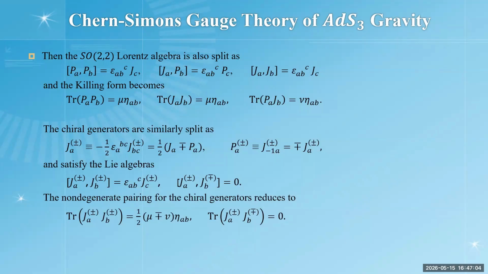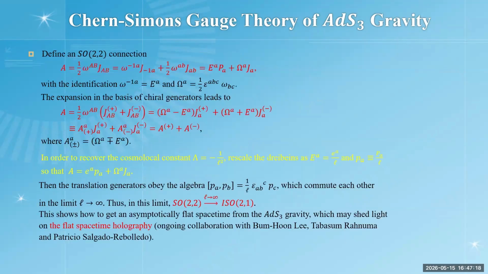In terms of this P and J, this chiral generator becomes this one, and the momentum generator becomes this one. And we have this algebra. I already introduced this one. Okay. Then let's define the SO(2,2) connection to define Chern-Simons gauge theory. Well, the SO(2,2) connection is defined by this one.